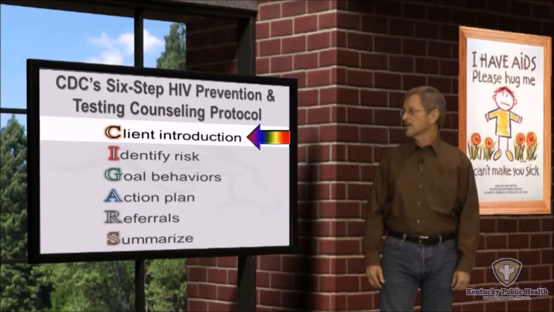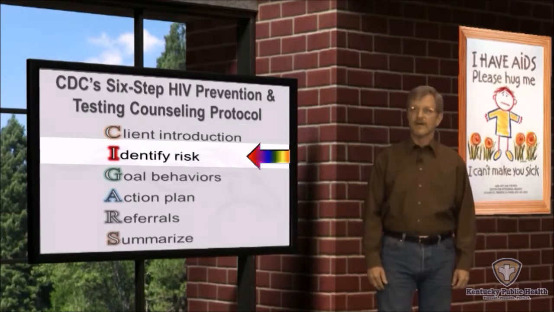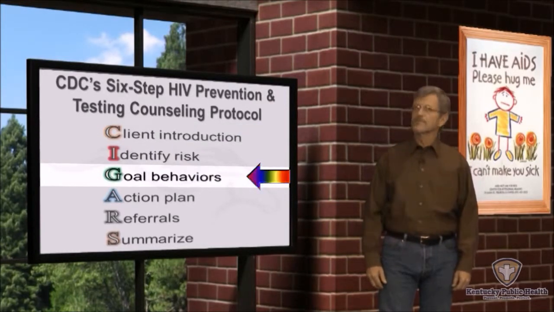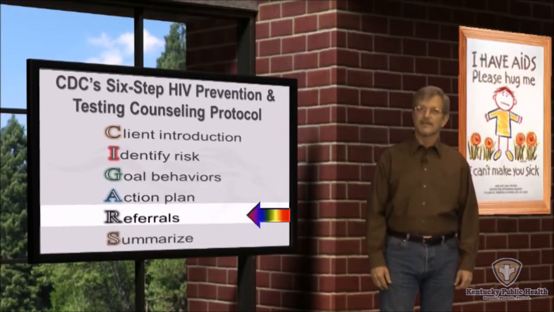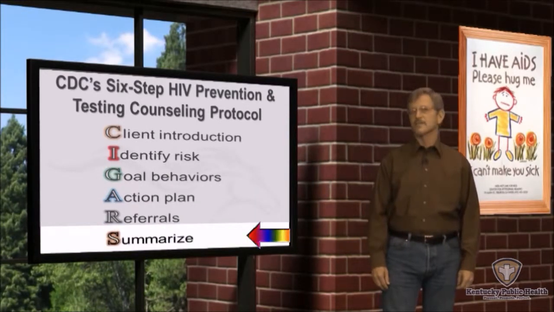By keeping familiar with the CDC protocol for HIV prevention counseling, we can improve our ability to support individuals in making behavioral changes that will reduce their risks of acquiring or transmitting HIV. Remember to use the acronym CIGARS, where C stands for Client Introduction, I is for Identify Risks, G is for Go Behaviors, A is for Action Plan, R is for Referrals, and S is for Summarize. And practice using open-ended questions while exploring the risks and the safer go behaviors with the client.